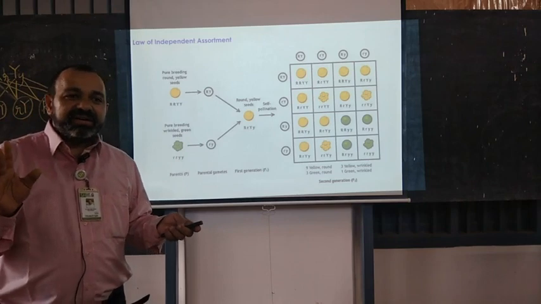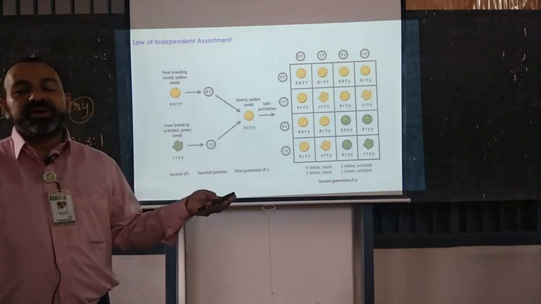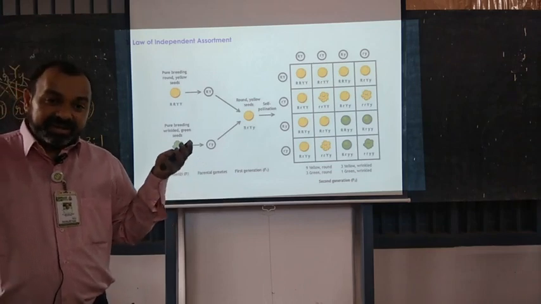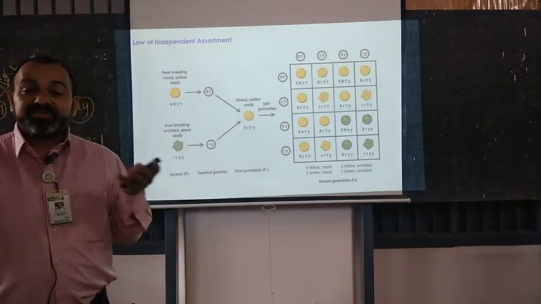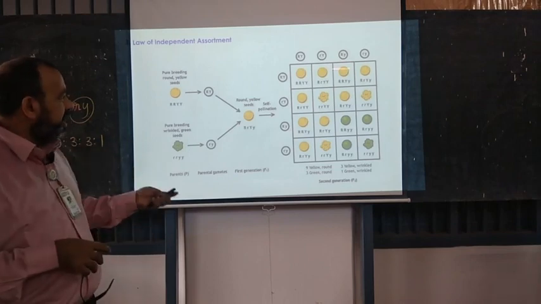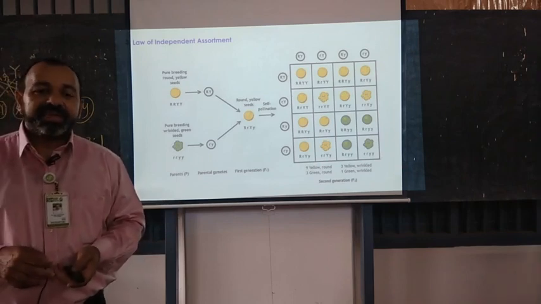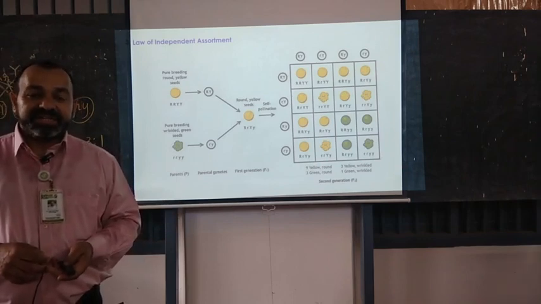Capital R is free to move to any combination. Capital Y is free to move to any combination. Small r is free now. Small y is free. It can make any combination. The maximum number of combinations is 16, and we get all these 16 types of phenotypically, morphologically distinct plants.